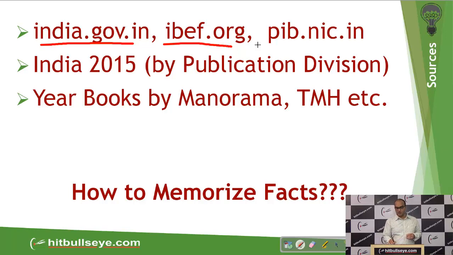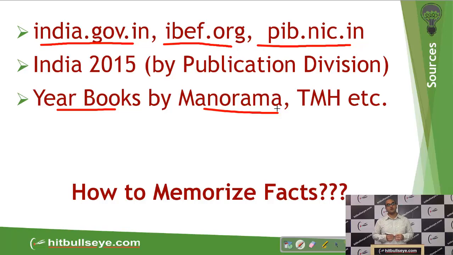And also you may refer to pib.nic.in to keep yourself abreast with the latest happenings as far as the Government of India is concerned. Also, the publication division of the Government of India publishes a book called India 2015, also popularly known as India Yearbook. So you may purchase a hard copy from the market or download its soft copy free of cost. Next, of course, you may refer to yearbooks published by any of these companies like Manorama or Tata McGraw-Hill, etc.